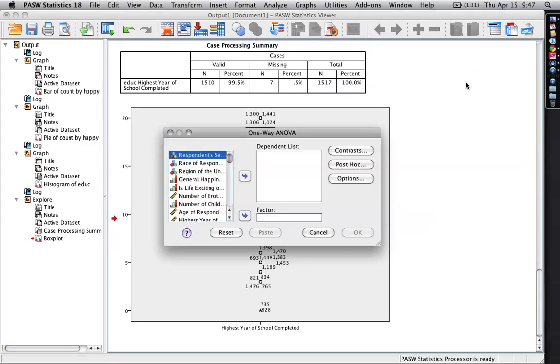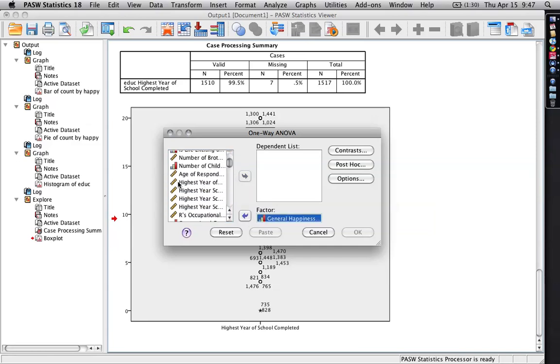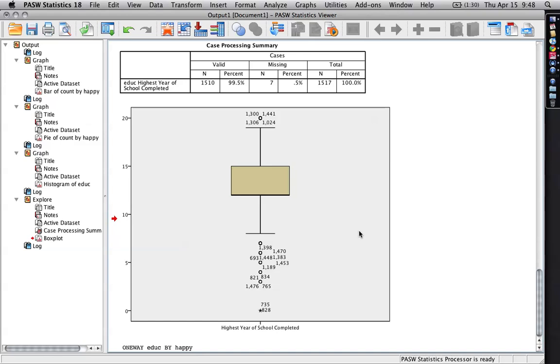So click that. And the dependent list is my outcome. Now, the neat thing about one-way analysis of variance is you can pick more than one outcome. I'm just going to do one to keep things simple for right now. I am going to look at general happiness as my factor, the thing that predicts. And I'm going to scroll down a little bit. And then this one right here, highest year of school completed, educ, is my outcome variable. So I'm going to get that and stick it over here in the dependent list. Now, if I just hit OK and do the default, here's what I get.